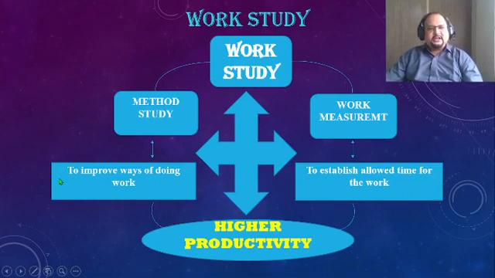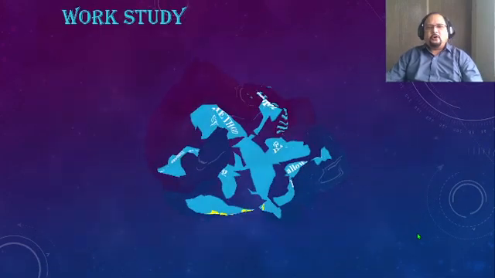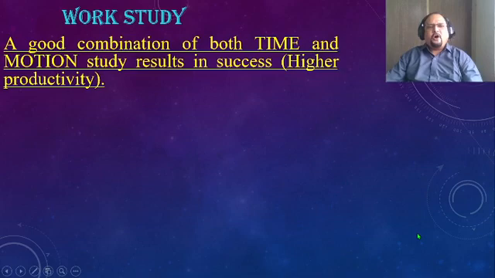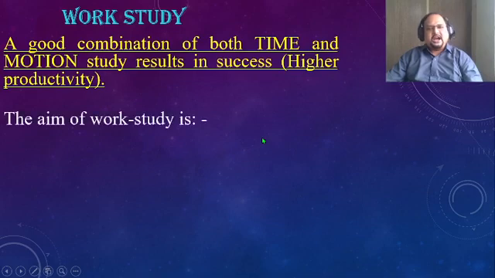Method study is done to improve the ways of doing work, and work measurement is done to establish the allowed time for the work. And if you do this properly, it will give high productivity. So the ultimate aim is high productivity, which also helps in maintaining the standard of any organization. Work study is a good combination of both time and motion study, which results in success or higher productivity, which we have seen in the previous slide.